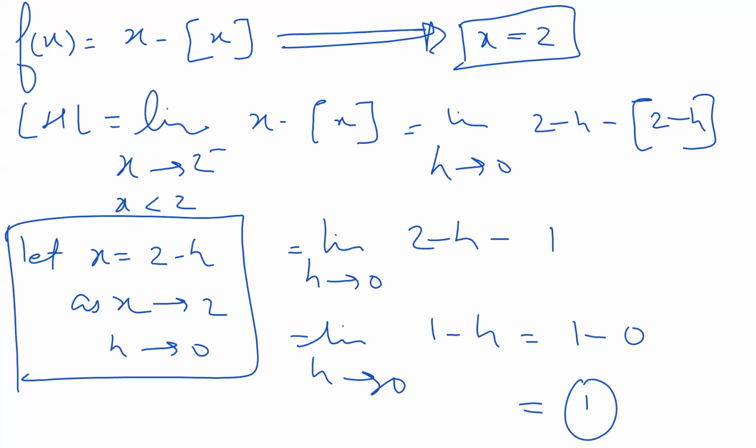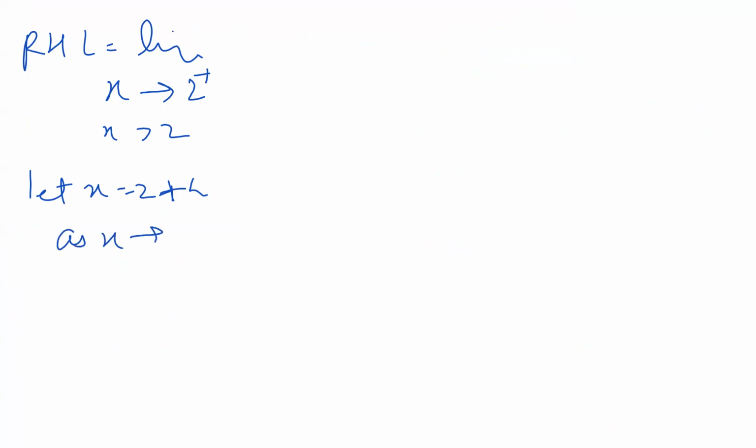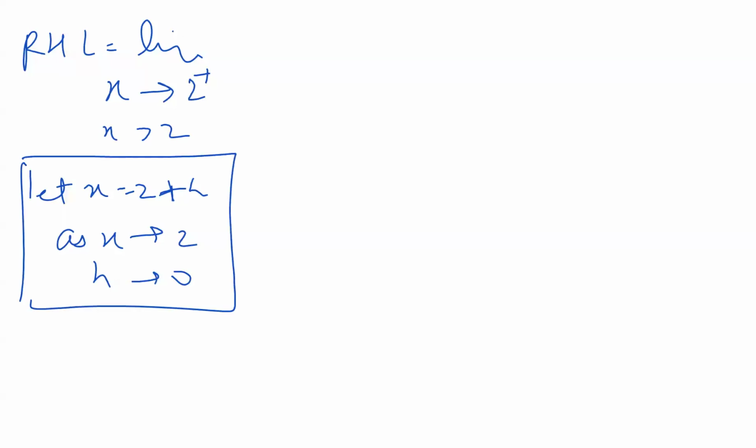Now we'll also calculate the RHL over here. RHL, limit x approaching 2 plus. For example, we are taking 2. Let x is equal to 2 plus h. In the problem, you can take as an example 3, 4, anything, negative number also you can take. 0 also you can take. But for safety side, you can take positive integer. As x approaches 2, h will approach 0.